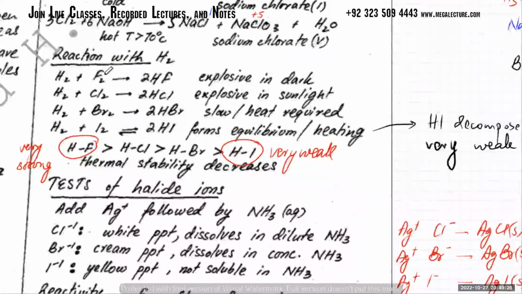I told you that fluorine was very reactive because it really likes to gain electrons. Iodine doesn't like to gain electrons. So the reaction becomes slower and slower when you go down the group.